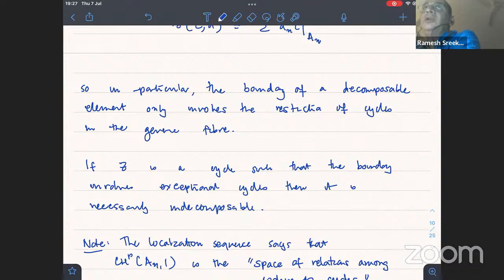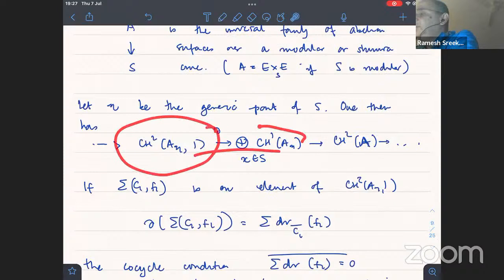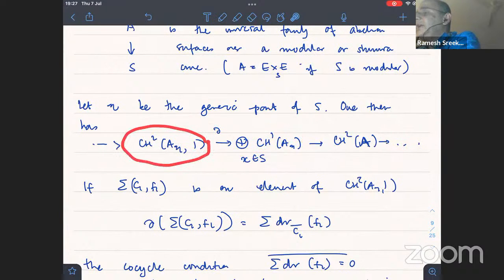You can compute the boundary and show it's a non-trivial boundary involving components of the fibers, and then you're done. Another remark is that the localization sequence, as I said, in this case goes from this group and gives you a bunch of cycles in this thing, and then that stuff goes to zero in this group. So this is codimension 2 cycles on A, right? So this can be thought of as the space of relations between codimension 2 cycles. In fact, when you have Chow 1, eta 1, that's just the space of functions, which is relations between points or codimension 1 cycles on a curve, right?